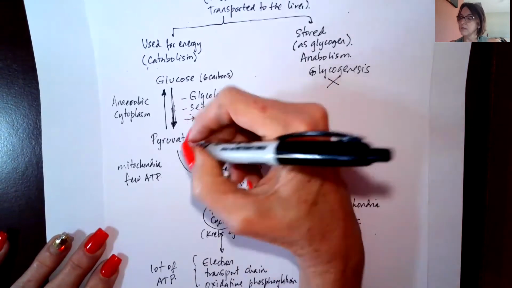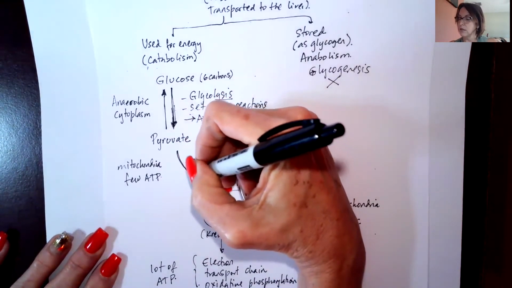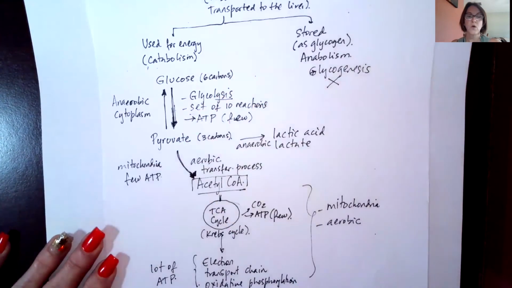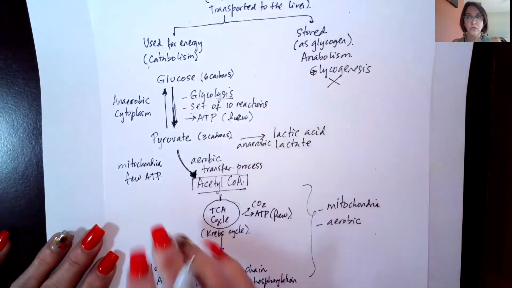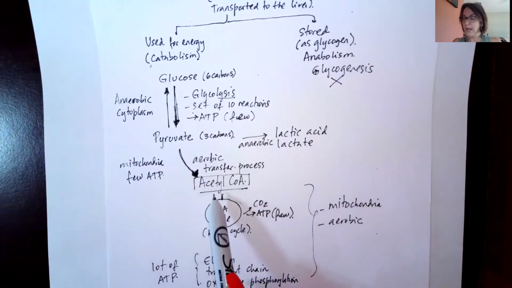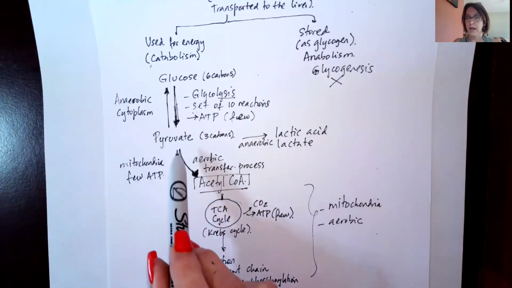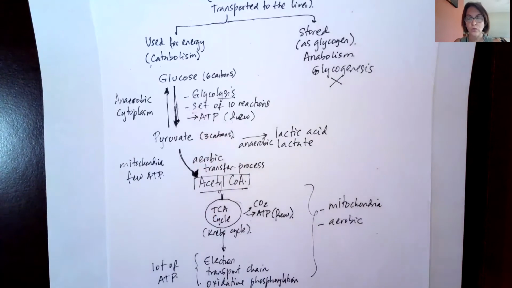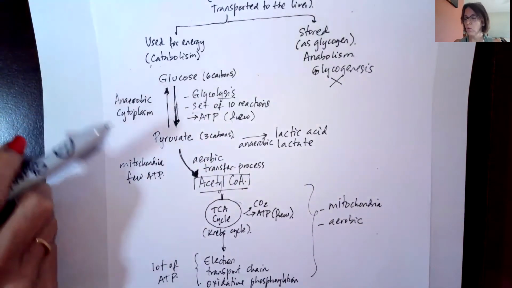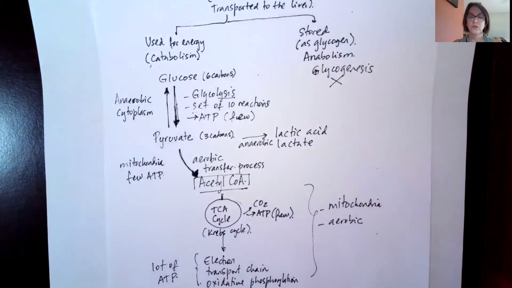Another thing I have to say is that the conversion of pyruvate into acetyl CoA is irreversible. So if we get acetyl CoA from any other molecule, we can't use this acetyl CoA to produce pyruvate and therefore to produce glucose. So we can only get glucose from those molecules that are able to give us pyruvate.